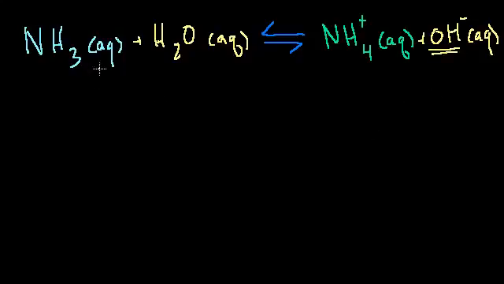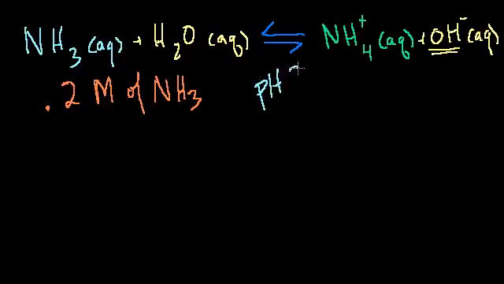But anyway, let me pick a random number. Let's say we have 0.2 molar of NH3. What is going to be the pH? What's going to be our pH of this solution, considering that it's 0.2 molar of NH3? So the first thing we need to do is figure out the equilibrium constant for this base reaction.